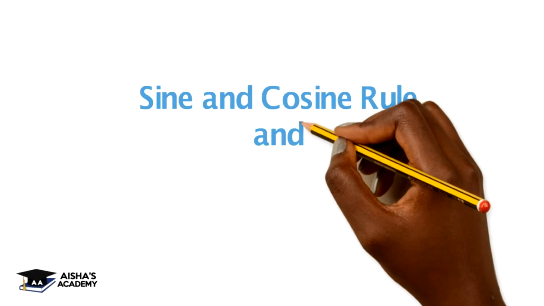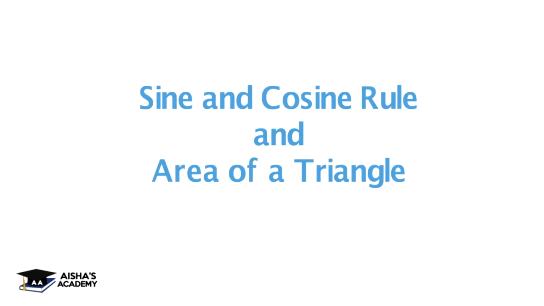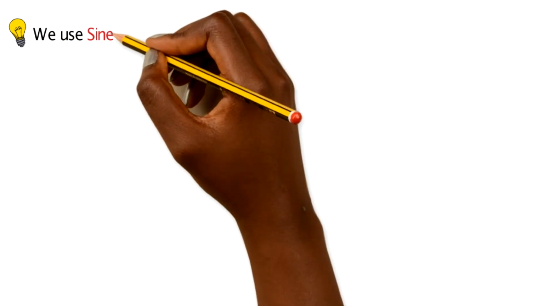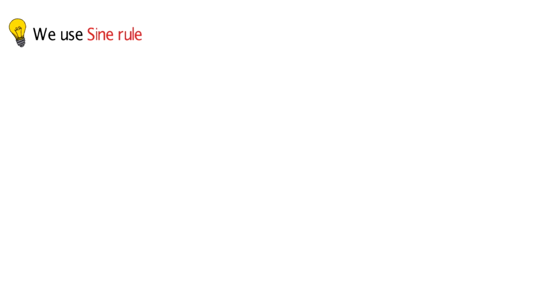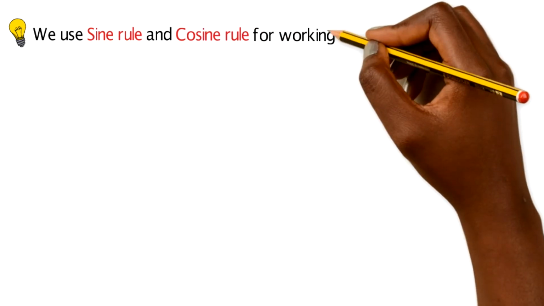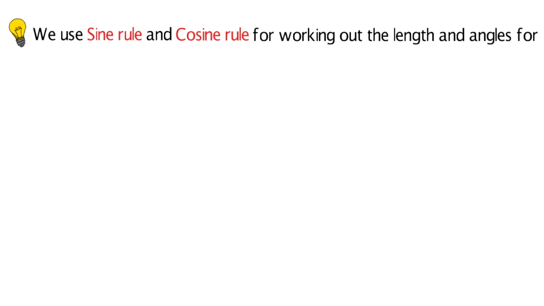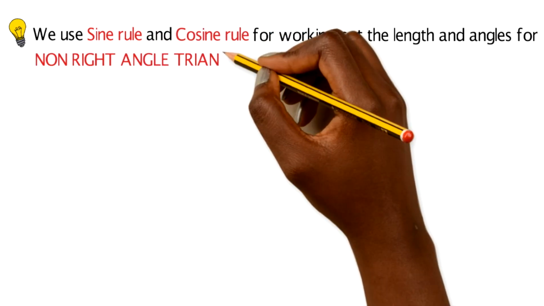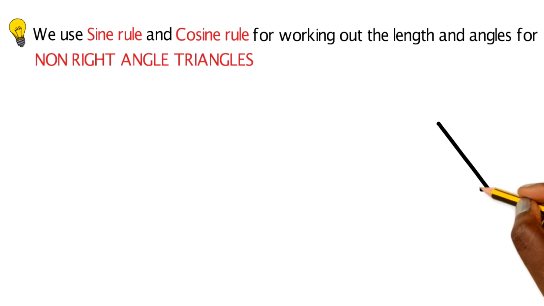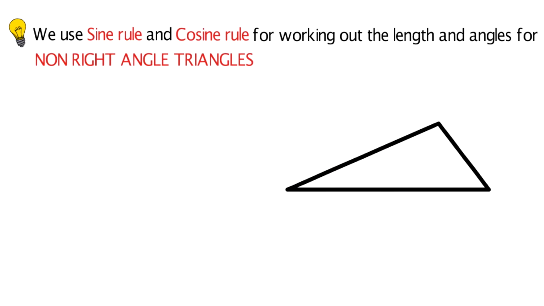And in today's video we're going to be going through sine rule, cosine rule and area of a triangle that is not a right angle. So let's get right into it. Okay, so when it comes to using the sine rule, the cosine rule and area of a triangle formula, and I'm not talking about our half base times height, we basically use it for working out lengths and angles of non-right angle triangles. So this is an example.